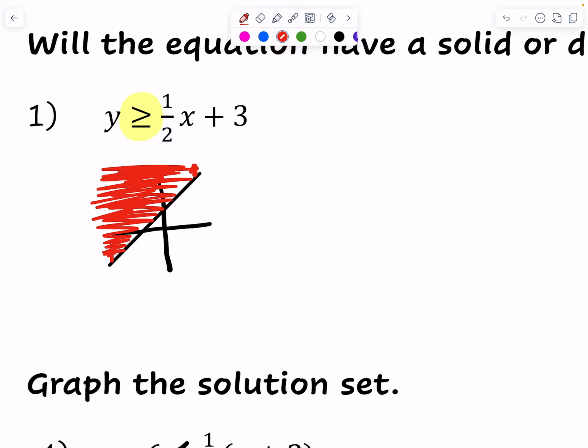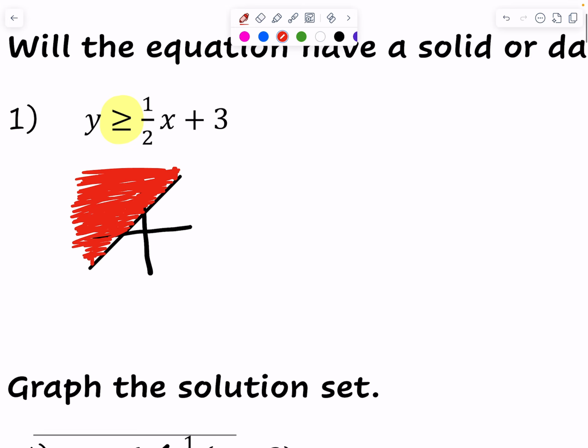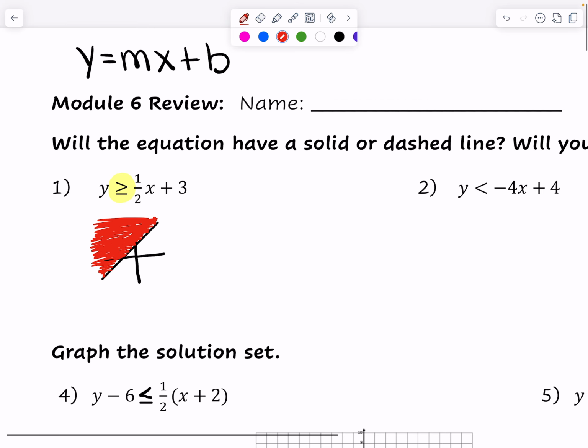Okay. Now again, we could use the test point 0, 0, but we just talked about it as in if it's greater than, we are going to shade above this line. If it's less than, we are shading below it. Okay. All right, so that's number 1. Let's go ahead and look at number 2.